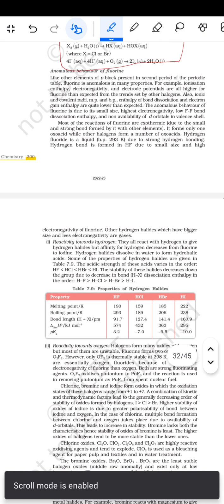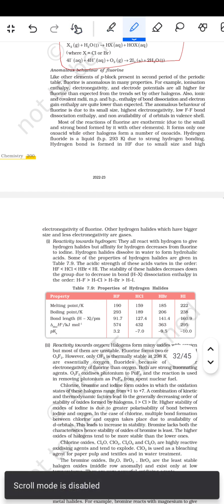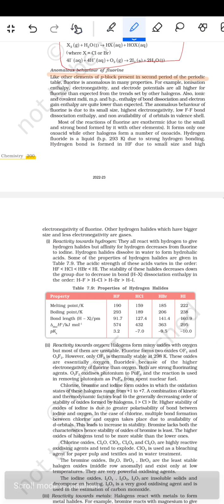Now the anomalous behavior of fluorine. Like other elements of the p block present in the second period of the periodic table, fluorine is anomalous in many properties. For example, ionization enthalpy, electronegativity, and electrode potential are all higher for fluorine than expected from the trend set by the other halogens. Also, ionic and covalent radii, melting point and boiling point, enthalpy of bond dissociation, and electron gain enthalpy are quite lower than expected.